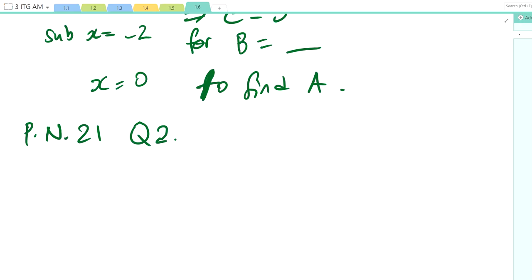The final part of the next case that we have is case number 3, where the denominator has a quadratic factor that cannot be factorized. So I will leave that to Friday.